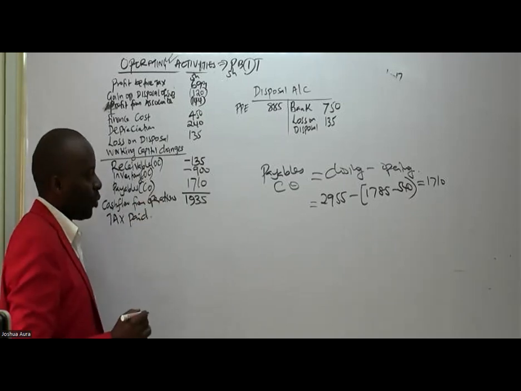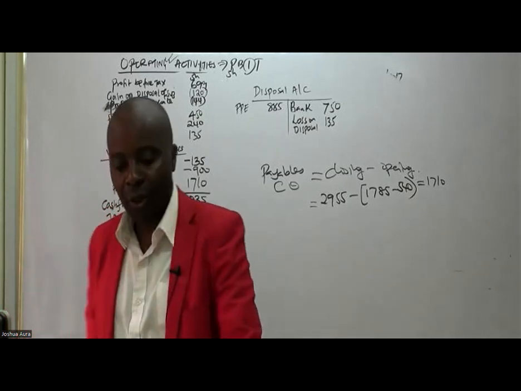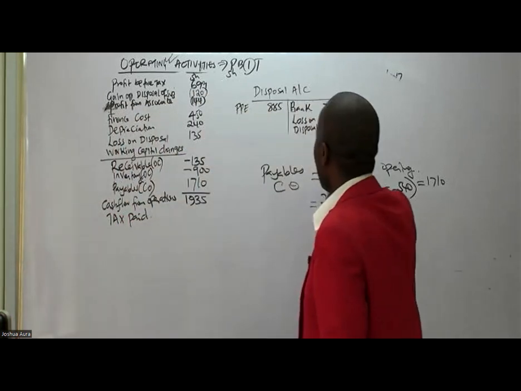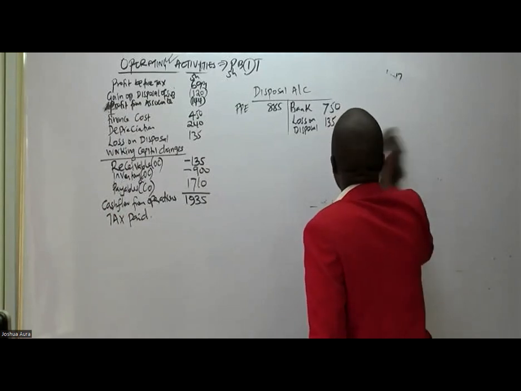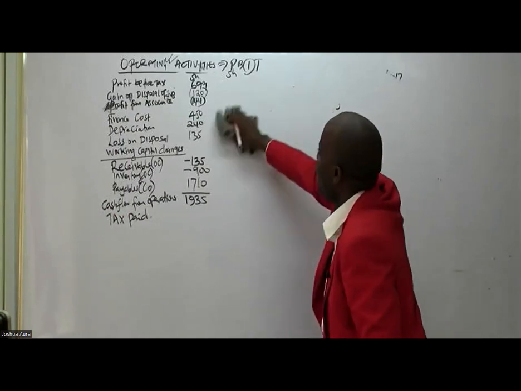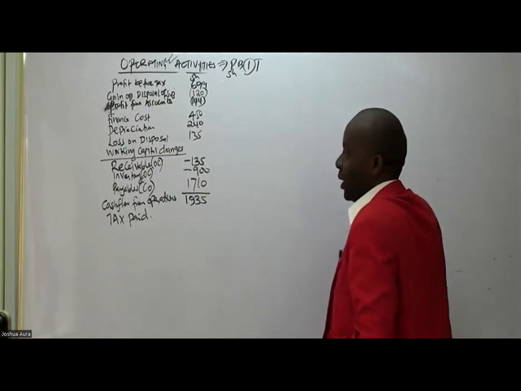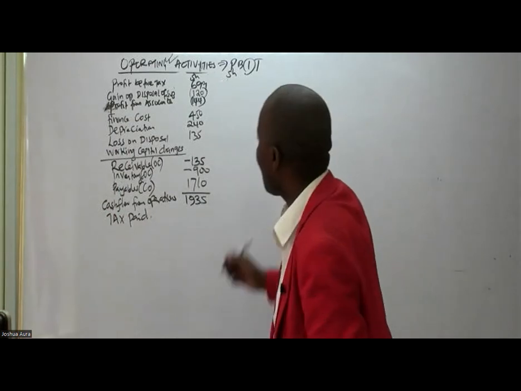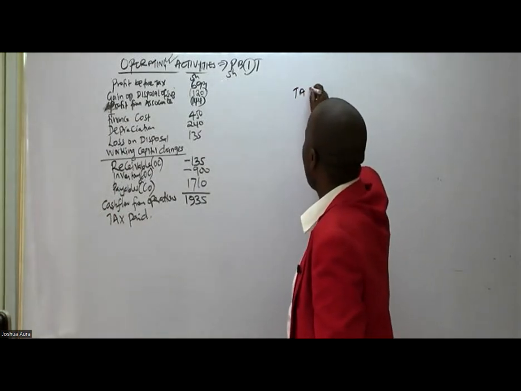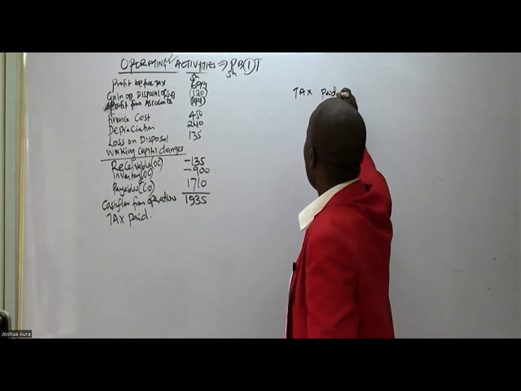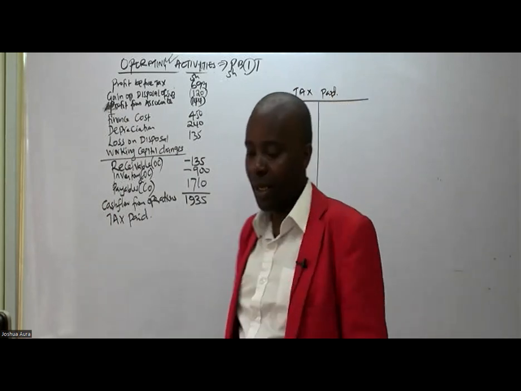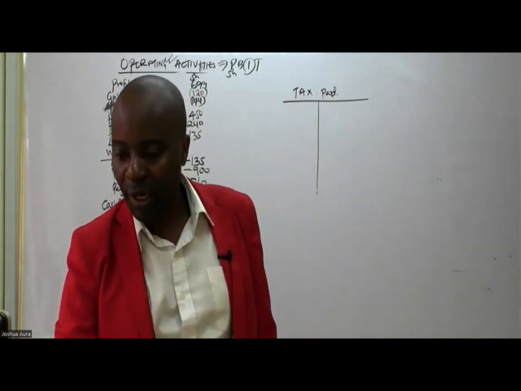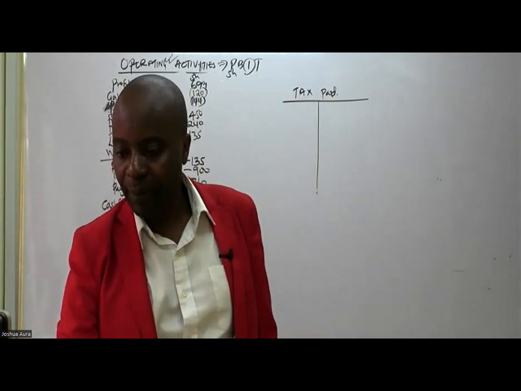Please do a working for the tax paid. The tax paid is quite an easy one. But again, remember here for tax paid, to combine deferred tax and what here? Current tax, very important. So we have here the tax paid account. It's a tax payable account. It's a payable account. It's a liability account.